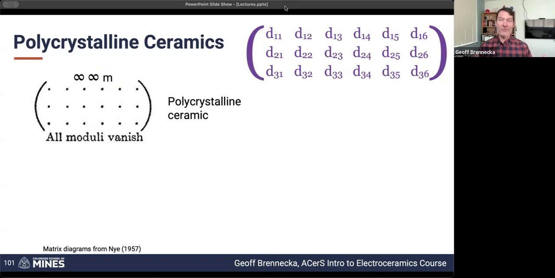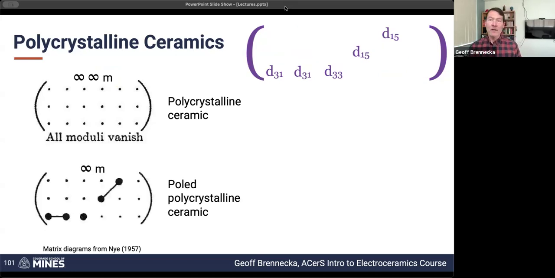But we know that we have polycrystalline ceramic piezoelectrics. So how do we get that? We break that symmetry by doing a process called poling. If you apply an electric field, then you can pole this polycrystalline ceramic, and instead of having an infinity M symmetry, which basically means everything is completely random everywhere, we add this poling process. So let's say you've got a pellet. We've got a pellet, and now we apply an electric field.